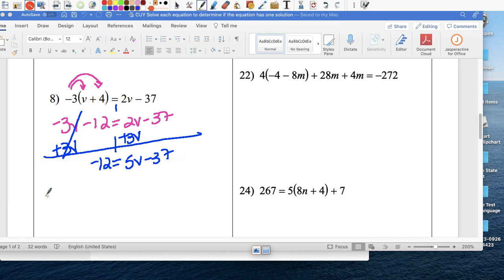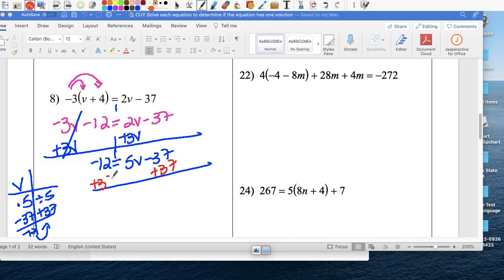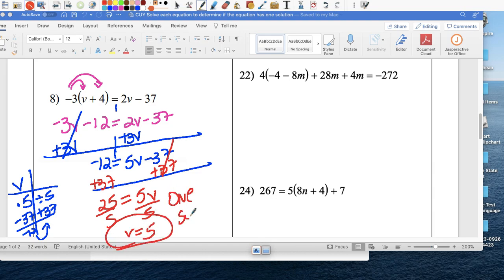Minus 37. That's my little story. I have a variable v, which is being multiplied by 5. Subtract 37. Gives me negative 12. I'm going to do the inverse operation, so it's plus 37 and then divide by 5. So, plus 37, plus 37, that goes away, 5v comes down, and this becomes 25. Now we divide both sides by 5, v equals 5. So this was a one solution equation.